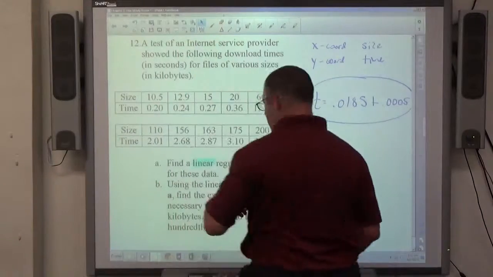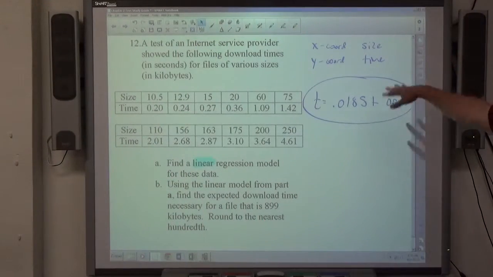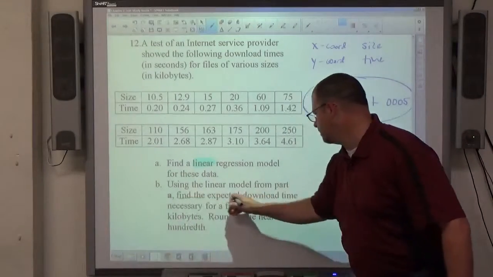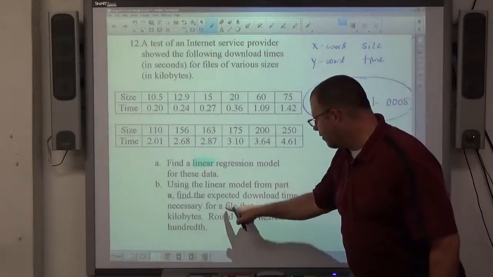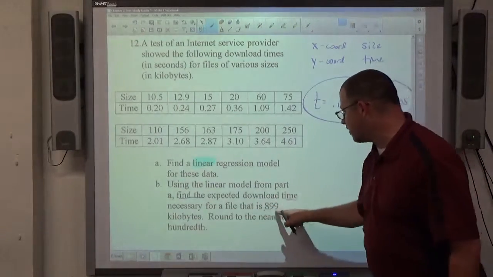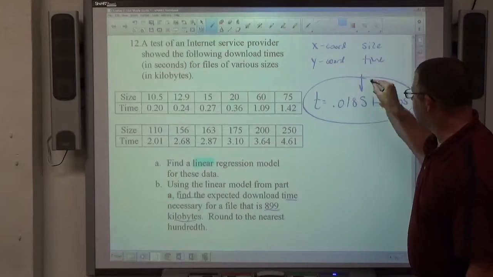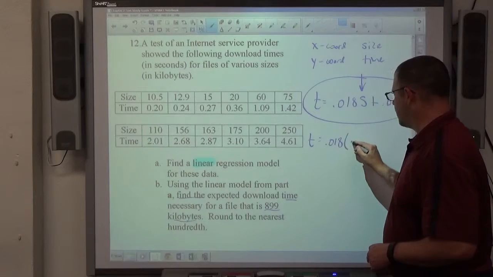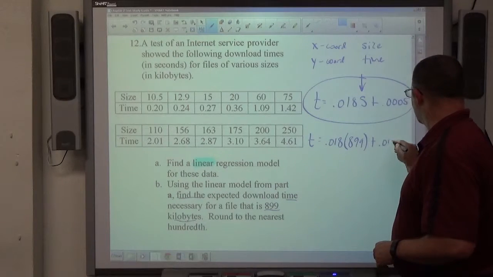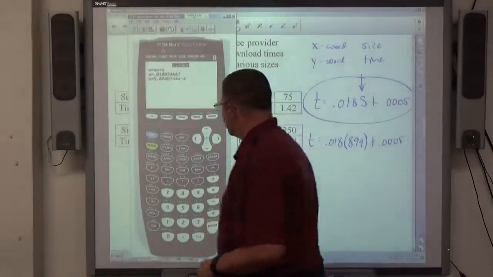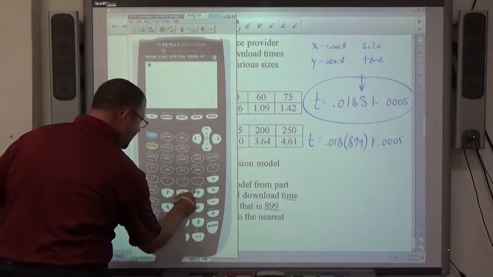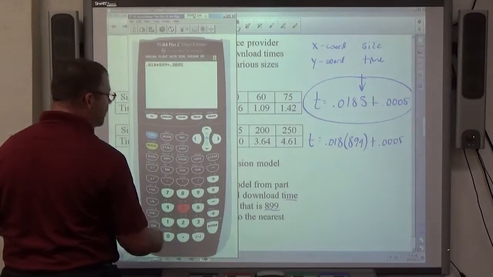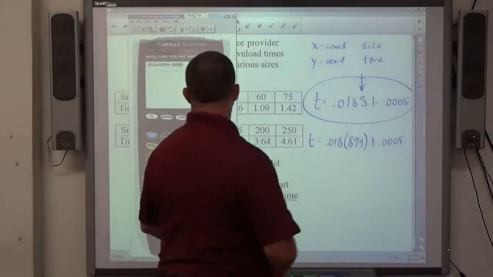All right. For the second part of this, it says, using the linear model from part A, in other words, our answer from part A, find the expected download time necessary. So find the time. So find t for a file that's 899 kilobytes. So a size of 899. So what they're telling me is let s equal 899. How long is it going to take? So t equals 0.018 times 899 plus 0.0005. So 0.018 times 899 plus 0.0005 equals 16.18 seconds.